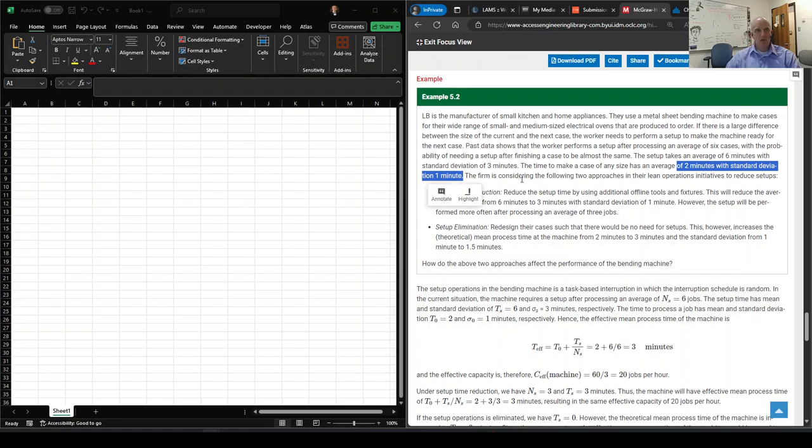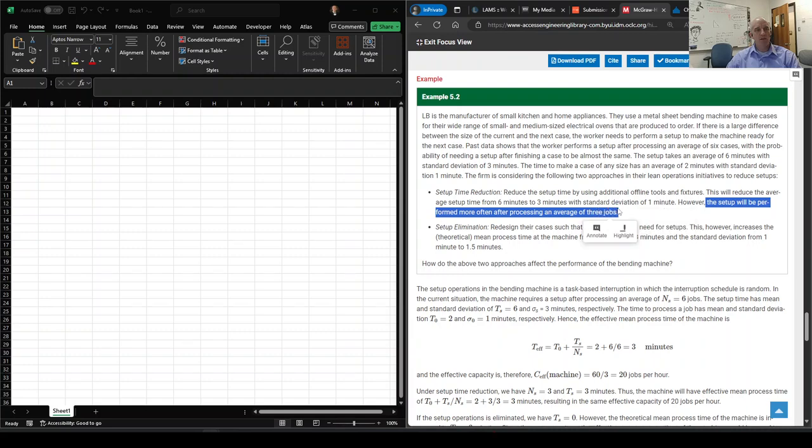The firm is considering the following two approaches in their lean operations initiatives to reduce setups. First option is setup time reduction. Reduce the setup time by using additional offline tools and fixtures. This will reduce the average setup time from 6 minutes to 3 minutes with a standard deviation of 1 minute. However, the setup will be performed more often after processing an average of 3 jobs instead of 6.